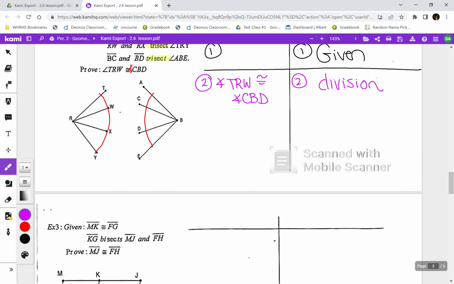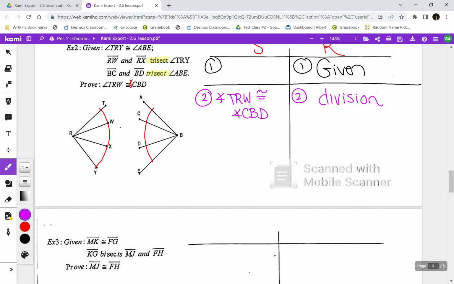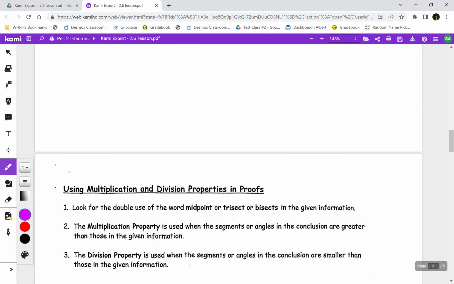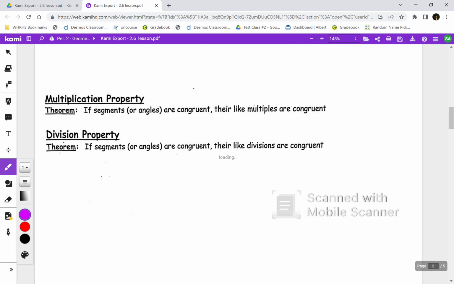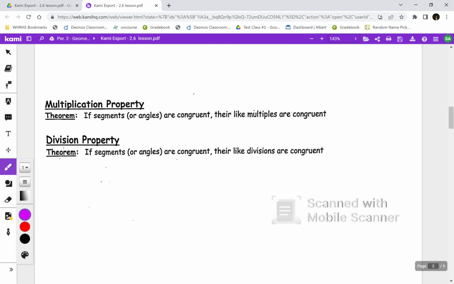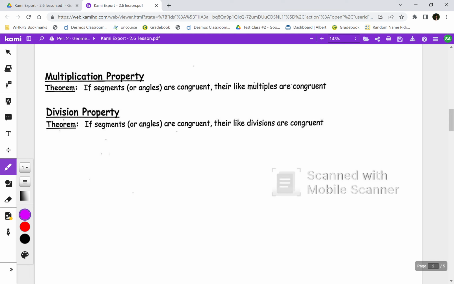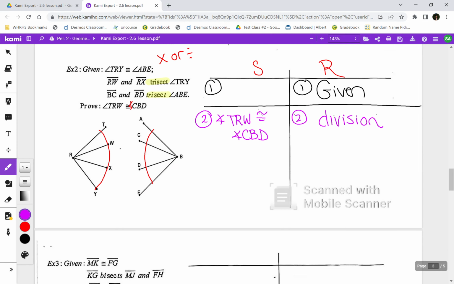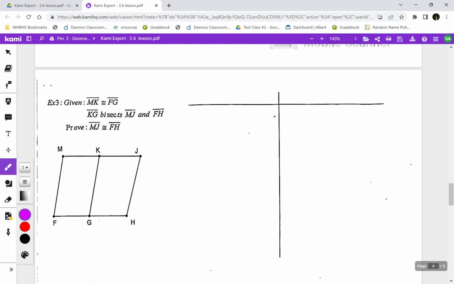Michael? Is there a long version of the reason? Oh, yes. So the division theorems are up here. For multiplication, if segments or angles are congruent, their multiples are congruent. And if segments or angles are congruent, their divisions are congruent. We good? All right, let's look at this next one.